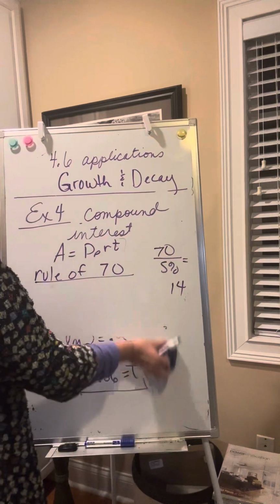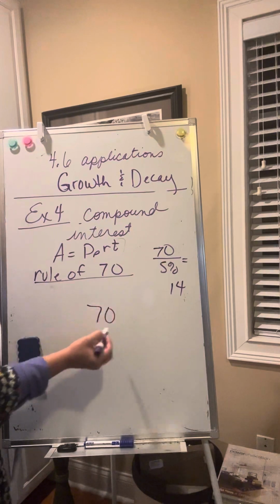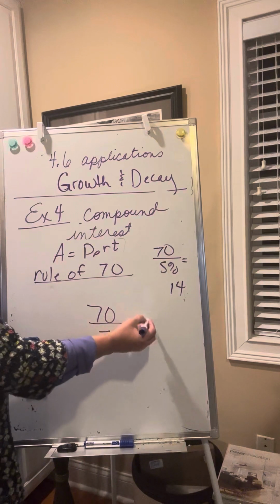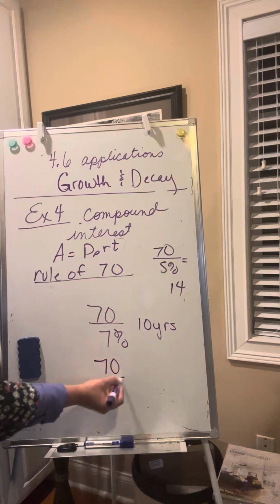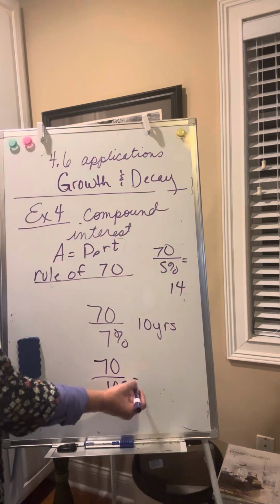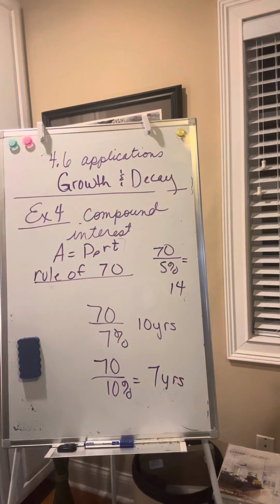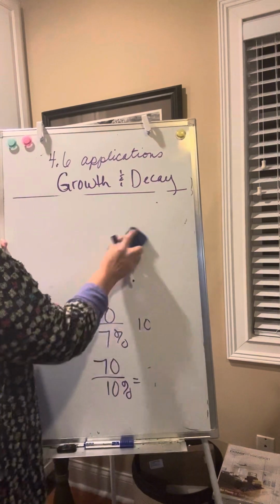So what if you're getting a better interest rate on your 401k or your retirement? Say you're getting a 7% return. So 70 divided by 7%, your money doubles in 10 years, right? What if you'd get 10% return? 70 divided by 10%, your money would double in 7 years. So you can see that if you're hoping for better interest rates in your savings, that could really speed up retirement for you. All right, so again, rule of 70. Next page.